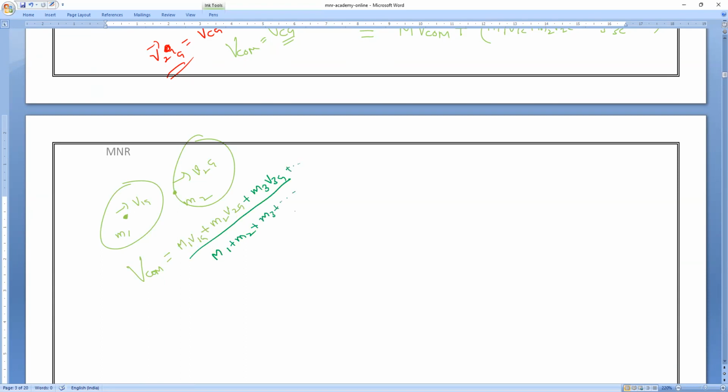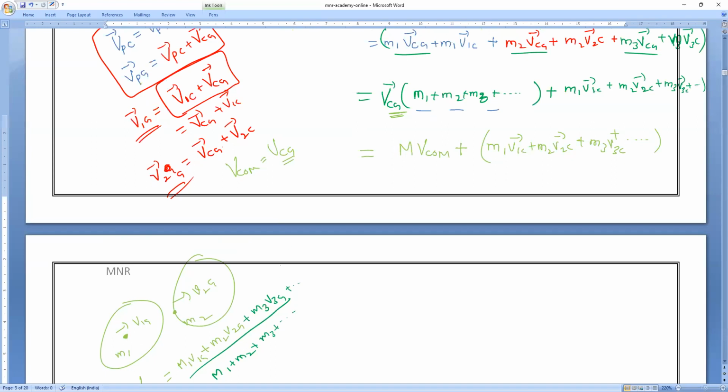Any problem for anybody? Please respond, guys. Now, observe very carefully. Why am I explaining this? Can I divide and multiply this whole term with the capital M? I am dividing and multiplying both with the same M term. Any problem? We all know that capital M means the sum of the individual masses, m1 plus m2 plus m3 and so on. That is what I am taking.